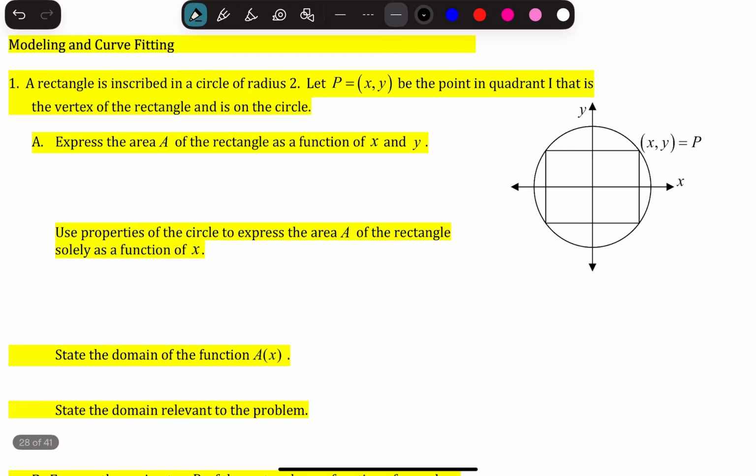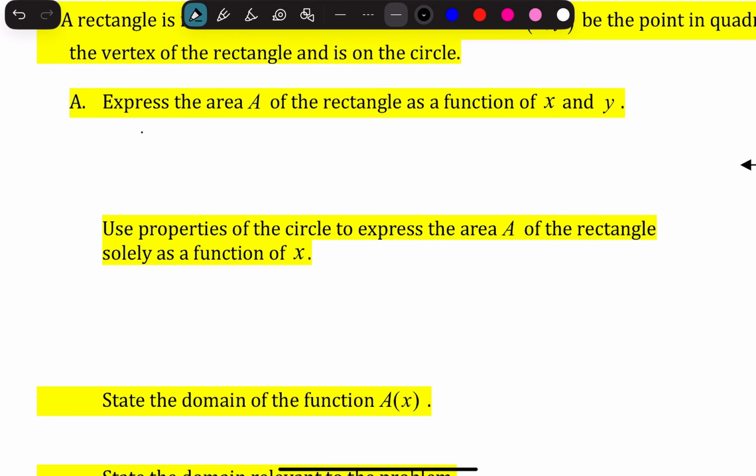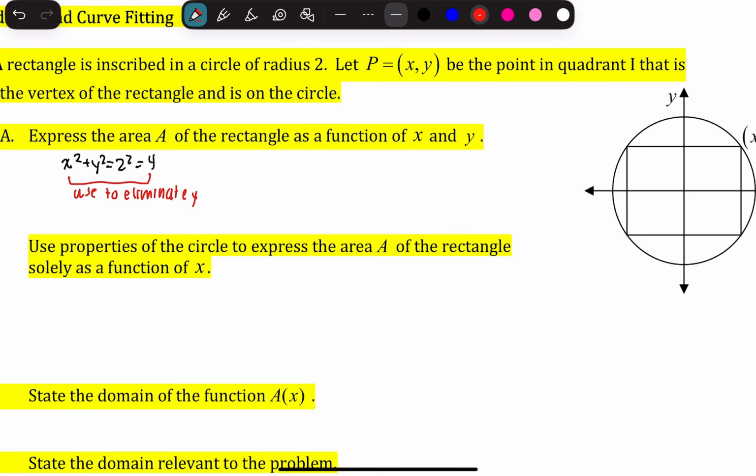Okay, so for this you need the equation of a circle. So we have x squared plus y squared is equal to 2 squared, which is equal to 4. So we're going to use this to eliminate y. Okay, so what is the area of the rectangle? The area of the rectangle is just going to be A equals width times height. So that's just going to equal 2x times 2y, so that's going to equal 4xy.